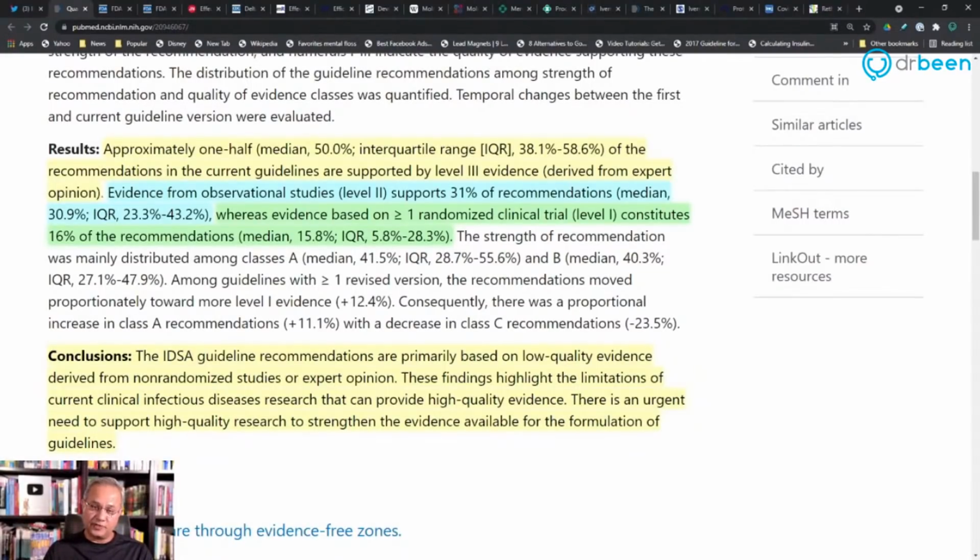So although this particular study is saying, hey, look, this is bad, we should improve it. But the data over here shows that one study, and based on that, getting the approval or guideline, something to be added to the guideline, 16%. 50% is expert opinion.